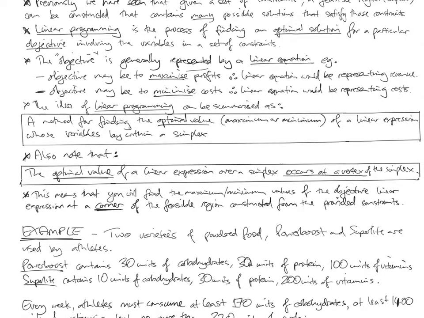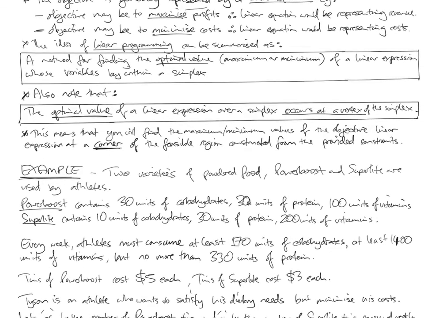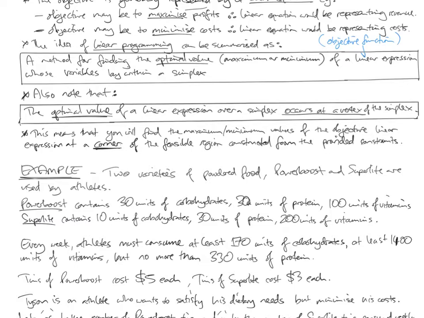The idea of linear programming can be summarized as, and this is straight from your book because I don't have any better way of explaining it: linear programming is a method for finding the optimal value, maximum or minimum, of a linear expression whose variables lay within a simplex. That linear expression is often called the objective function. So the objective is a particular thing that we want to maximize or minimize, and it's generally a linear equation, so we call it an objective function.